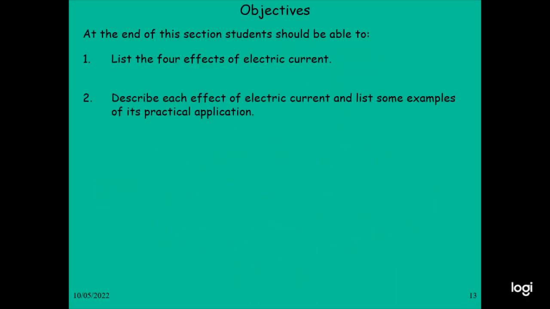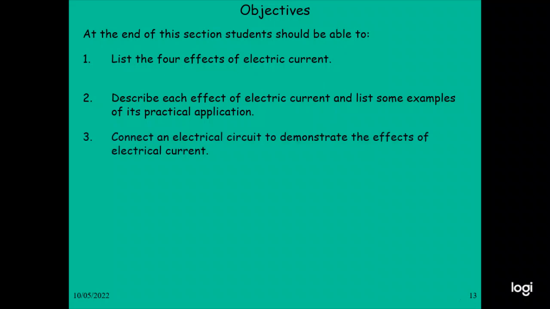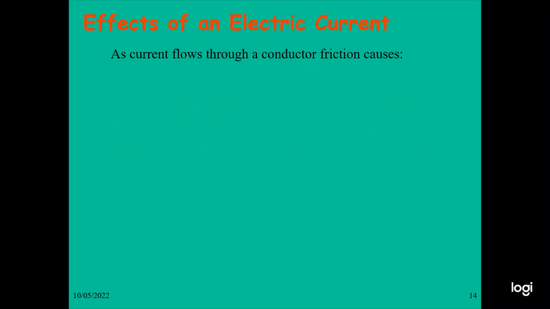Okay, at the end of this session, students should be able to list the effects of electric current, describe the effects of electric current with some examples of practical application, and connect the electrical circuit to demonstrate the effects of electric current. The effect of electric current means that as current flows through a conductor, it causes heat.